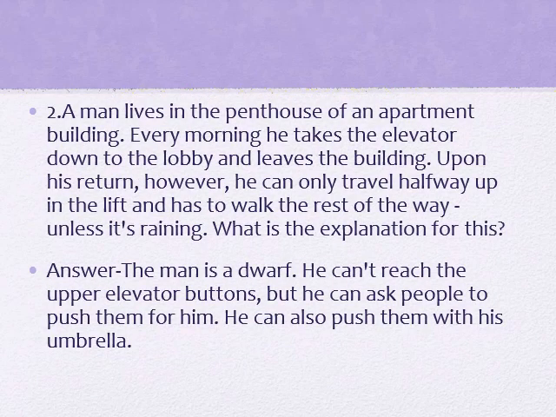Another one: a man lives in the penthouse of an apartment building. Every day in the morning, he takes the elevator down to the lobby and leaves the building. But once he returns, he can only travel halfway up in the lift and he has to walk the rest of the way. Unless, of course, it's raining. What's your explanation for this? Interestingly, the man is a dwarf. So while coming down, he can reach the buttons, but the upper elevator buttons are not accessible to him. However, if it's raining and he has an umbrella, then he can push the buttons and go to the top.